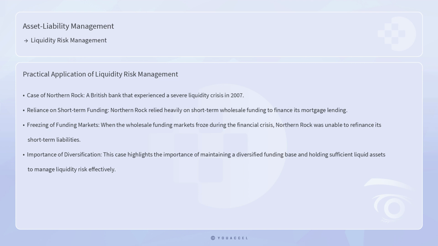To illustrate the practical application of liquidity risk management, consider the case of Northern Rock, a British bank that experienced a severe liquidity crisis in 2007. Northern Rock relied heavily on short-term wholesale funding to finance its mortgage lending. When the wholesale funding markets froze during the financial crisis, Northern Rock was unable to refinance its short-term liabilities, leading to a run on the bank and eventually its nationalization by the British government. This case highlights the importance of maintaining a diversified funding base and holding sufficient liquid assets to manage liquidity risk effectively.